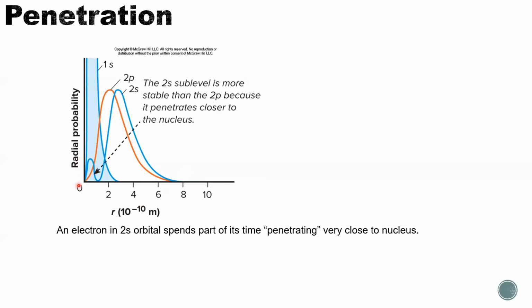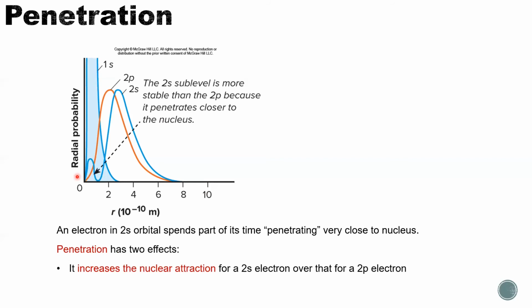By looking at this diagram, an electron in the 2s orbital spends part of its time penetrating very close to the nucleus. We're focusing on the first peak you see here in the 2s orbital. That 2s electron actually penetrates through the 2p and shows up closer to the nucleus, and this is called the penetration effect. Penetration has 2 effects. First, it increases the nuclear attraction for a 2s electron over that for a 2p electron. Because it gets closer to the nucleus, it feels more nuclear attraction.